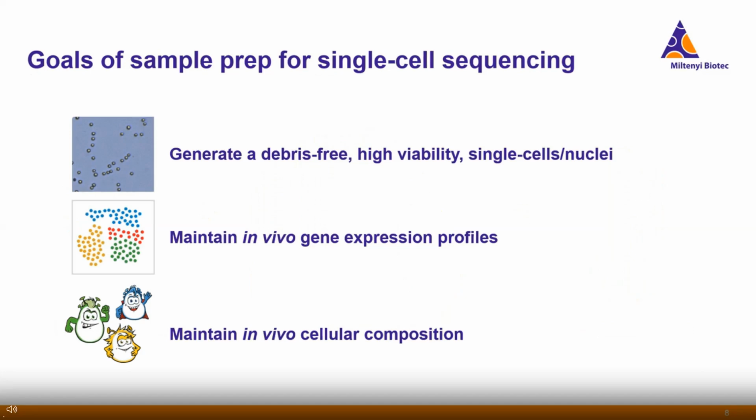So, dissociating tissue and preparing your cell suspension without introducing bias is a really critical step for any single cell sequencing experiment, but it's a really tough undertaking, especially when isolating cells from complex tissues such as brain, kidney, or lung. Ideally, when you're making a single cell suspension, your goals are to have a high viability cell suspension free of debris or cell aggregates.